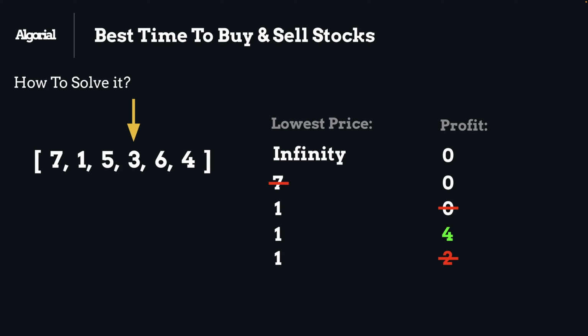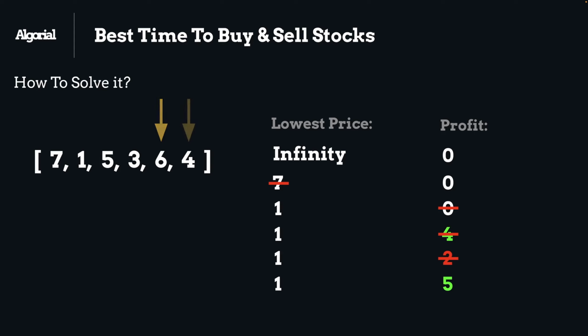Moving on, iteration number 5. Which one is smaller, 6 or 1? Still 1. How much money will we make if we sell today? 6 minus 1 will become 5. Now our last record for profit was 4. This record is bigger than that, so we need to update our profit at this step.